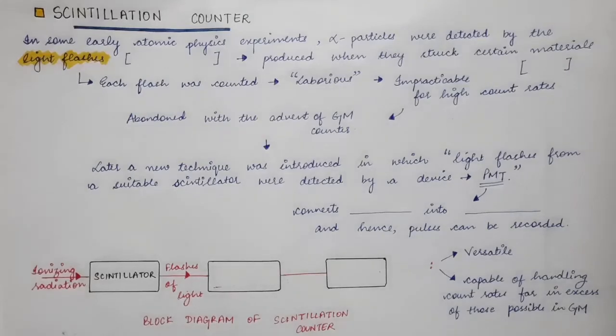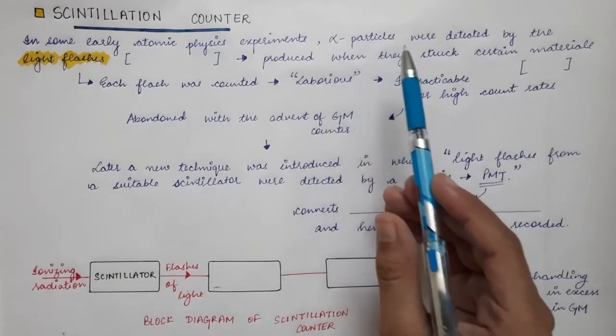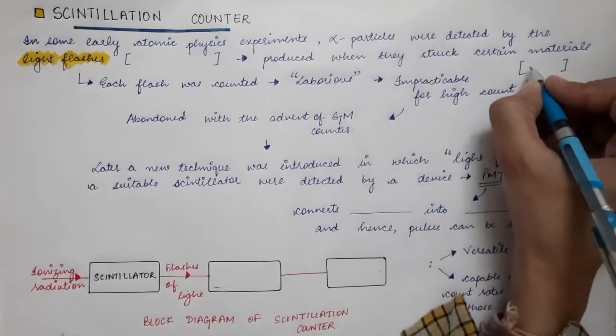In this lecture, we are going to start the topic of scintillation counter, or the scintillation detector. These types of detectors are completely different from the gas filled detectors which we have studied in the previous lectures. So you might know the fact that when an energetic particle, let's say an alpha particle, falls on some fluorescent material like zinc sulfide.